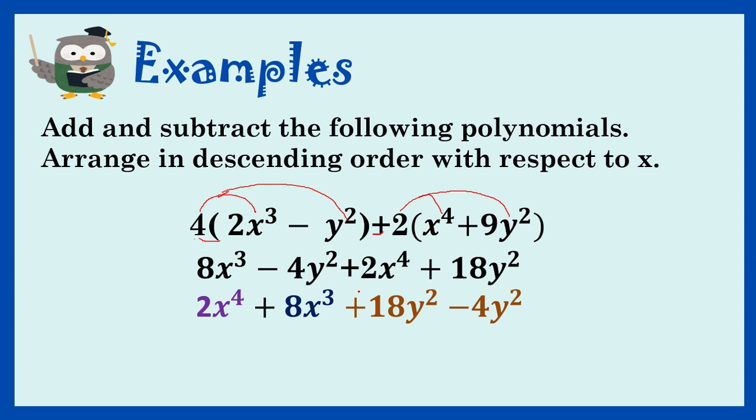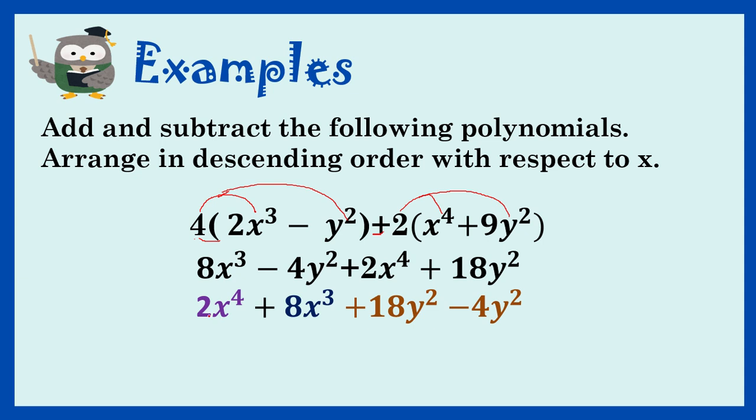So, we need to combine the like terms. Ang sabi natin, with respect ulit to sa x. So, yung mga walang kamukha, they will remain as is. Sana parehas tayo ng sagot. So, this is 2x raised to 4 plus 8x cubed plus 18y squared minus 4y squared.